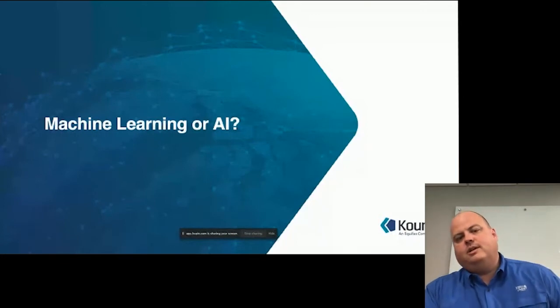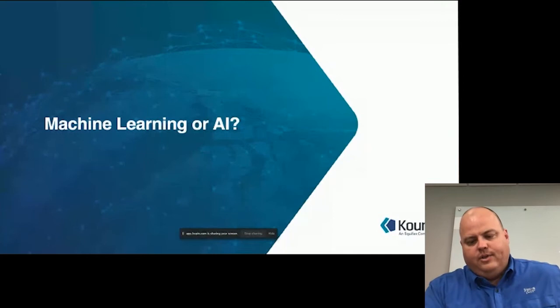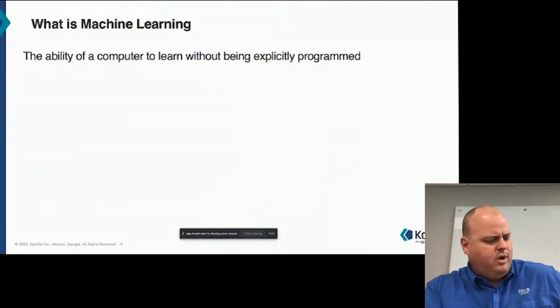So first, I want to go after the myth that artificial intelligence requires machine learning, or even that machine learning is a subset of artificial intelligence. These are distinct concepts that do have a lot of overlap, but they're not the same thing. So what is machine learning? It's simple. It's the ability of a computer to learn without being explicitly programmed.